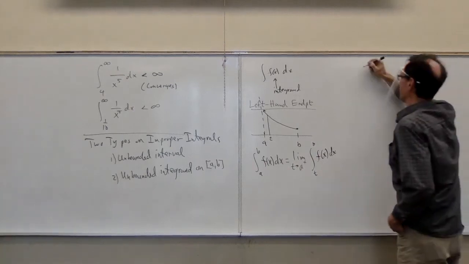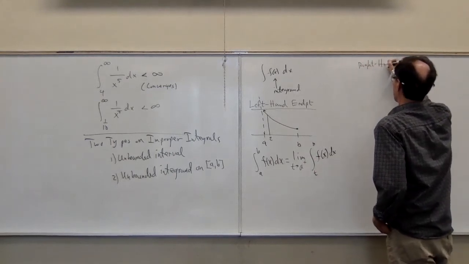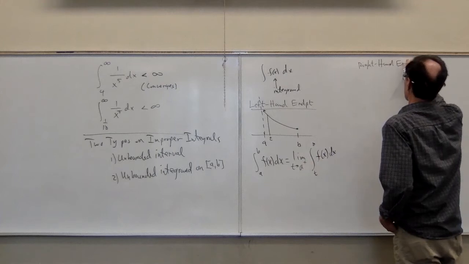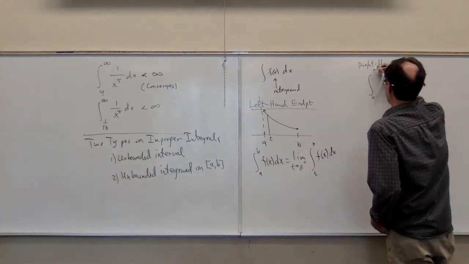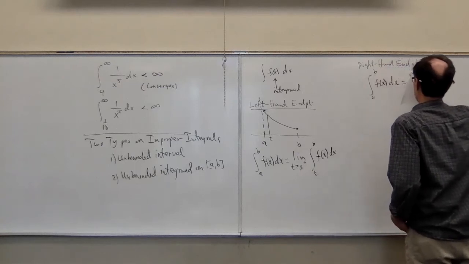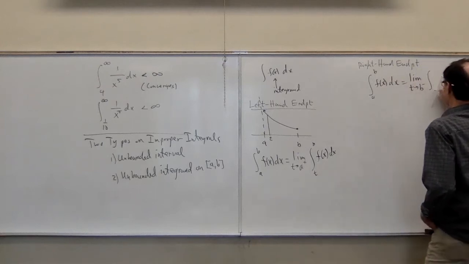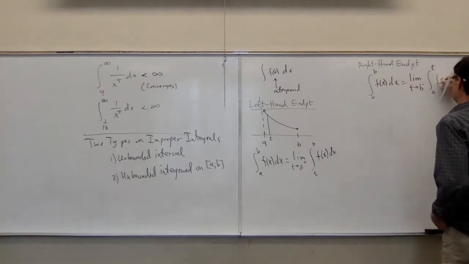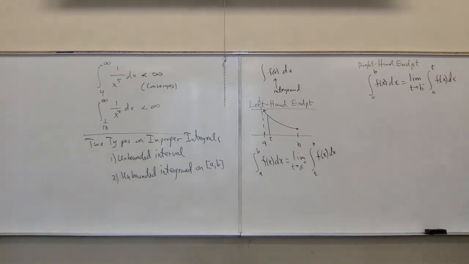It's the right-hand endpoint in an entirely analogous way. The integral from A to B of f of x dx. And think of the limit as t approaches B from below of the integral from A to t. The problem is at the right-hand, at the other side.